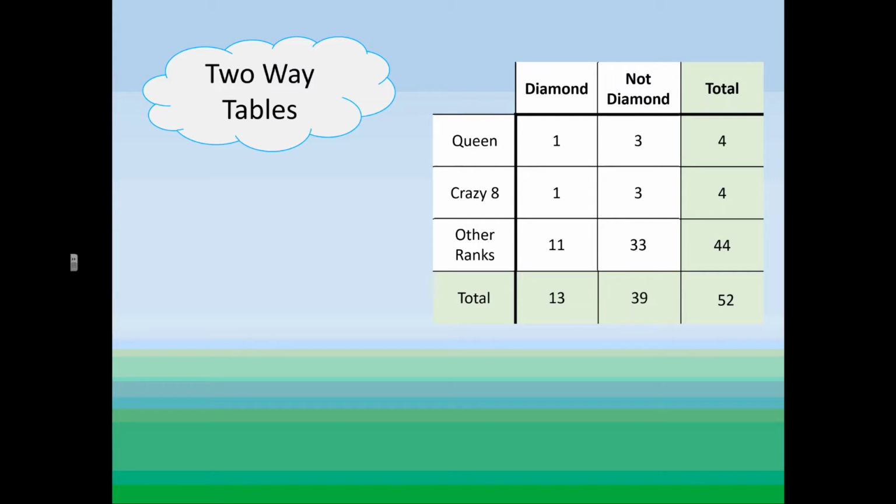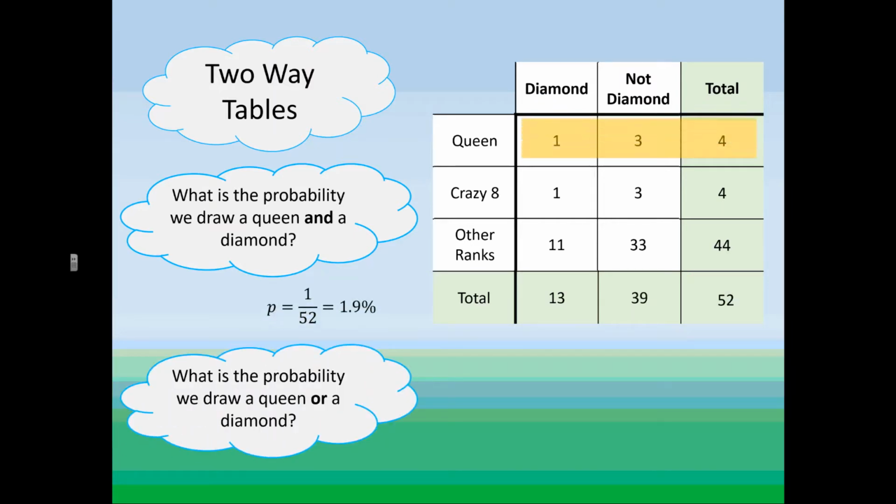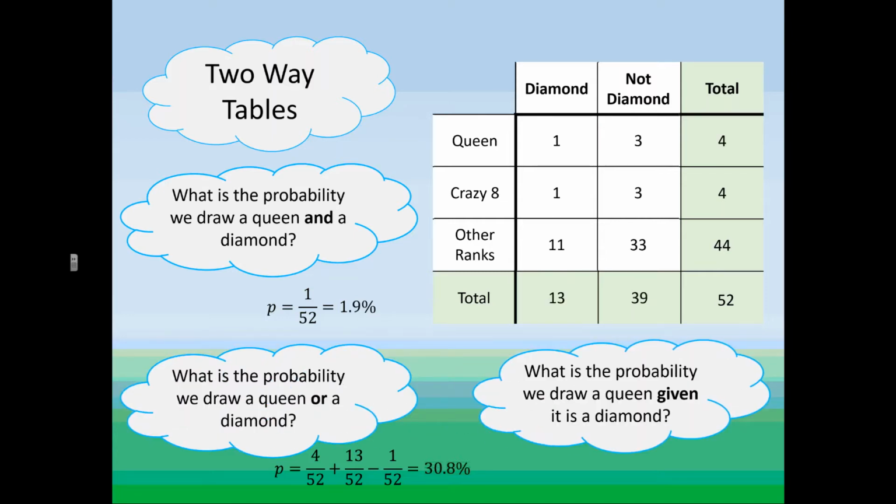Seen a lot of that. This makes "and" a whole lot easier because we can just read it off the chart. However, it makes "or" a whole lot more difficult because you have to worry about double counting. If you double count the queen of diamonds, when you count the queen and the diamond, you then need to subtract one queen of diamonds because there's only one, not two in the deck. It does, however, make conditions a whole lot easier because we only have to look at one column or one row of our table.